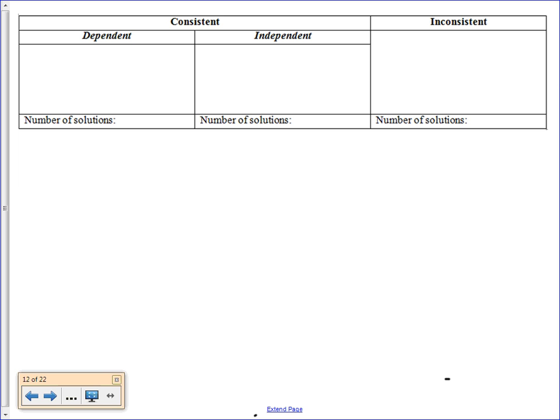The first one is a dependent system. In a dependent system, how many solutions are you going to have? There we go, good. Infinitely many. In an independent system, you're going to have one solution. In an inconsistent system, we're going to have no solution. Very good.